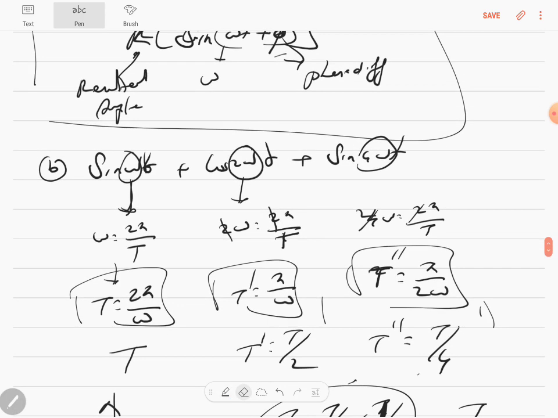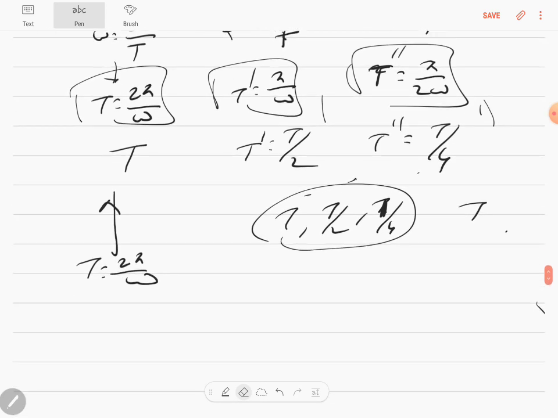So all this is plus plus plus. Together they are going to be repeating themselves at a time period of 2 pi by omega. Hence they are periodic. Are you clear?